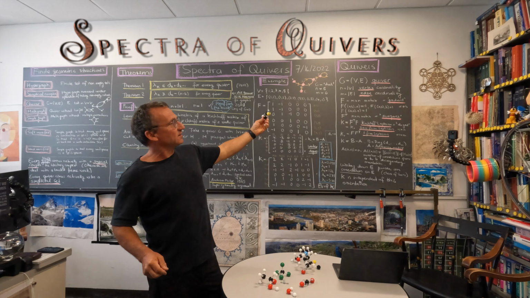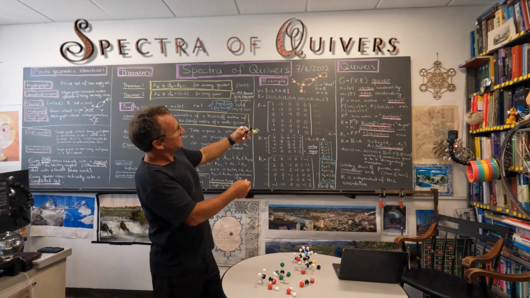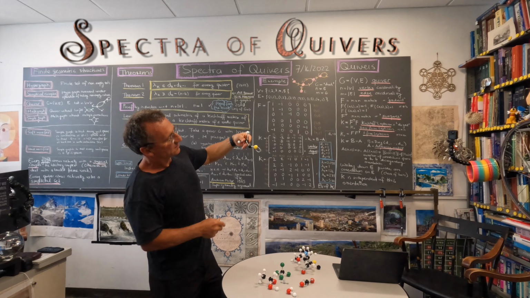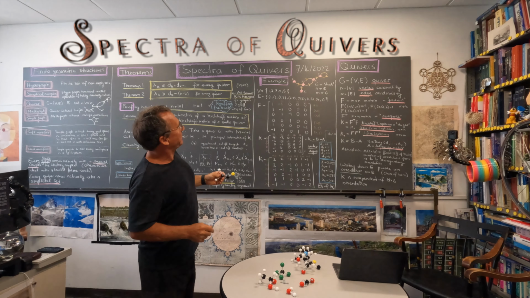So I like this graph. It's the duck graph, right? You can see here, ducky. The duck is swimming.